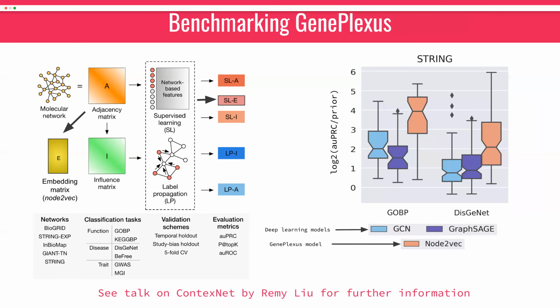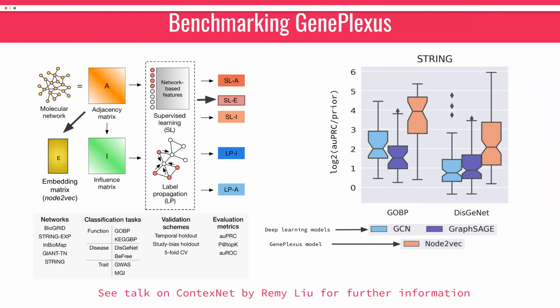And another way that you can do this, not only just using the adjacency matrix or a diffused influence matrix, you can also take each node and embed them in a lower dimensional space, the embedding matrix, and we use node2vec. It's interesting that we've compared our method of using node2vec embeddings to other deep learning models like graph convolutional nets and GraphSage.